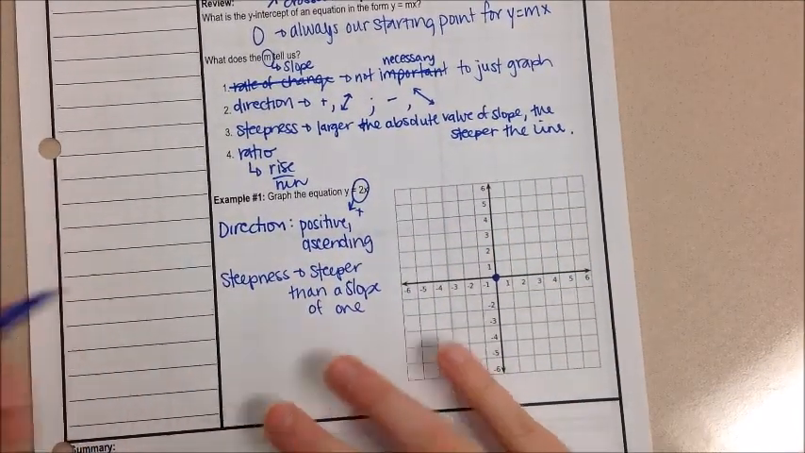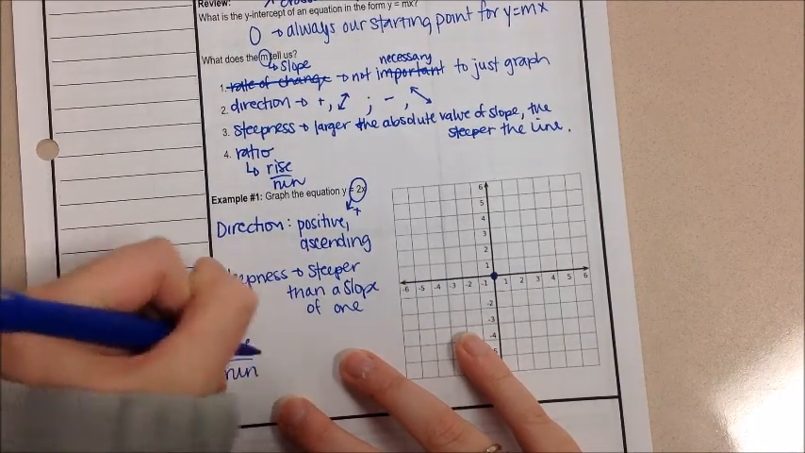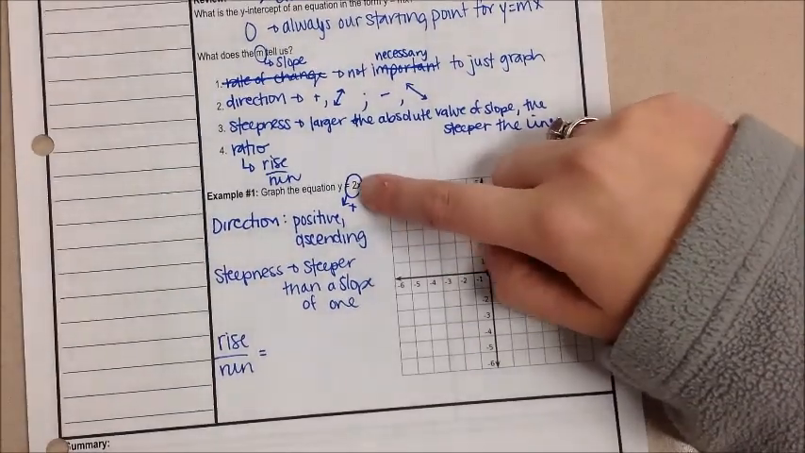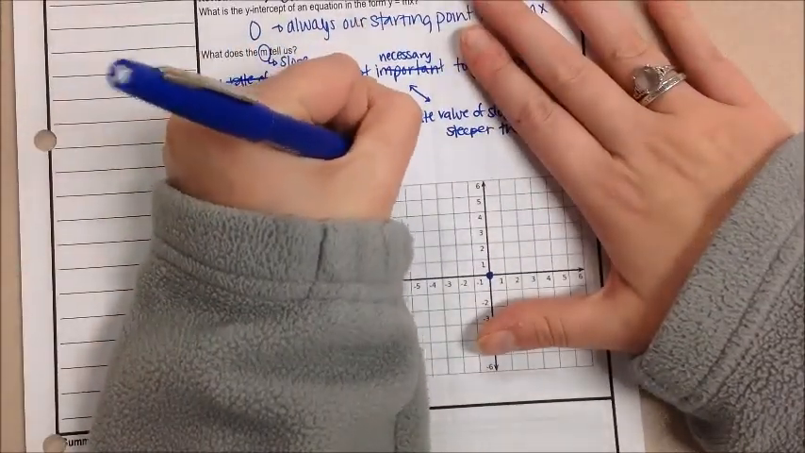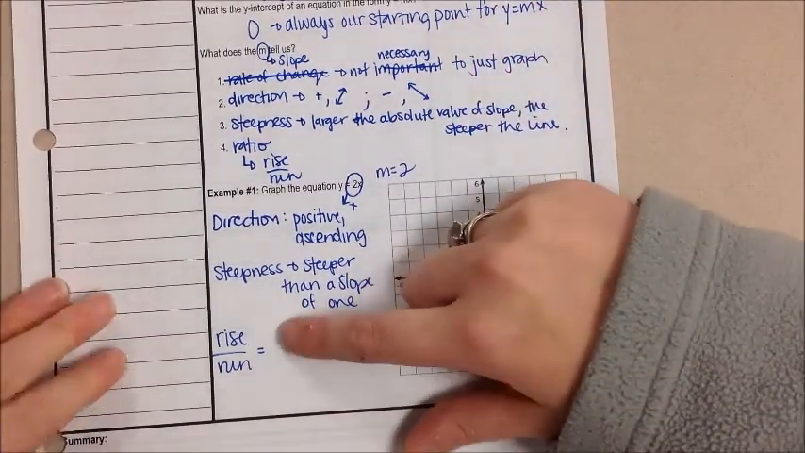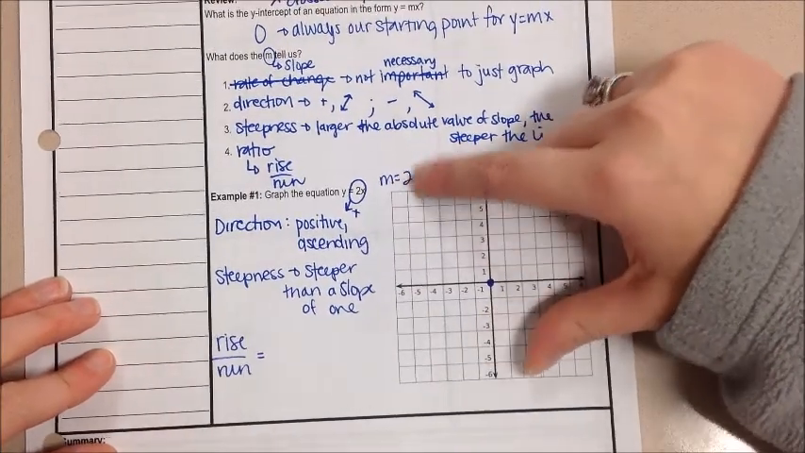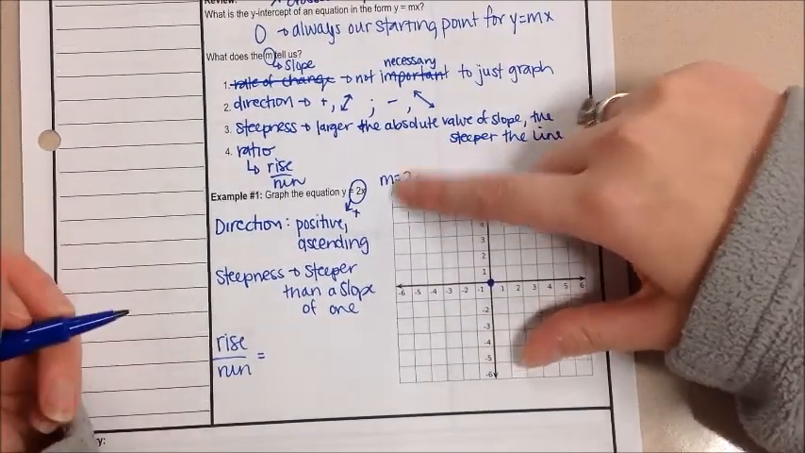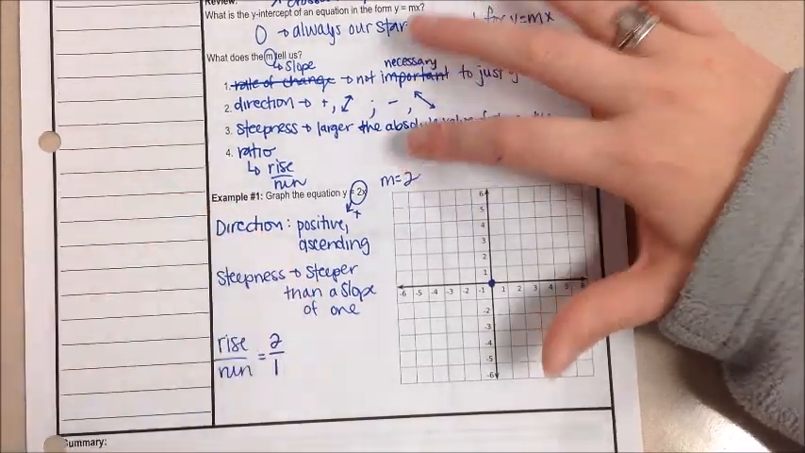Okay, and then last, we have our ratio, our rise over run. Okay, now, this is telling me that my slope is 2. Okay, so m equals 2 on this. Okay, so what that means is that when I divide the rise by the run, I get 2. So that's not a fraction, but what can I do to this to make it a fraction? Okay, I can take this and put it over 1.